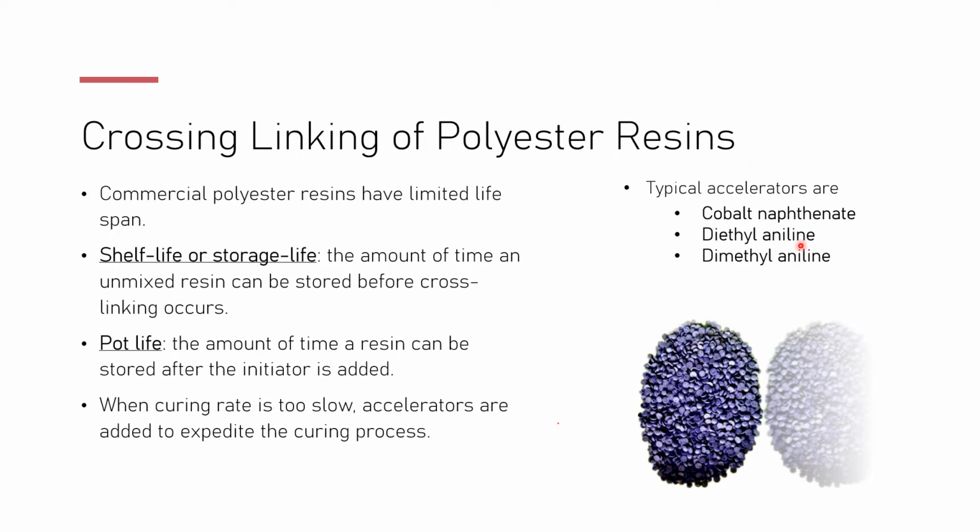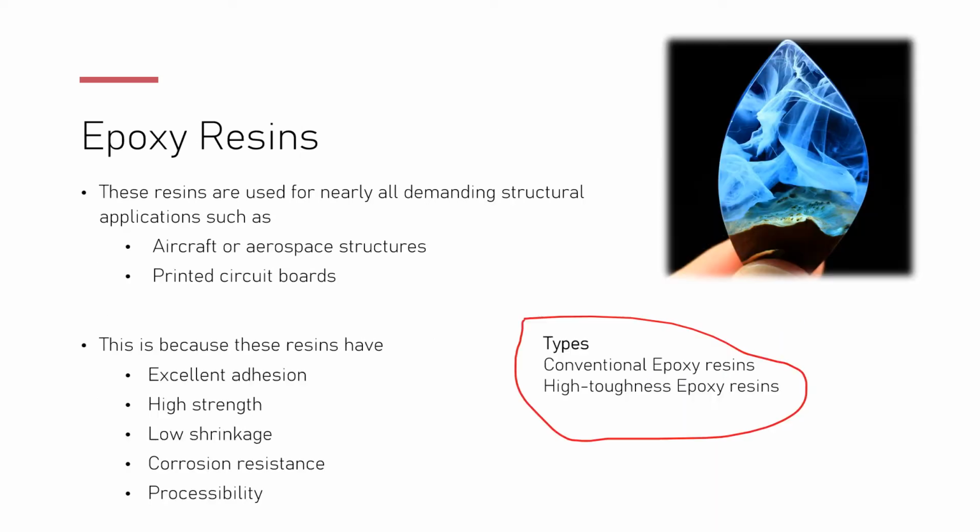So the typical accelerators are your cobalt naphthenate, diethyl aniline, and dimethyl aniline. Okay, so these are the typical accelerators that we use for thermoset polyester resins. This guy is actually, what is this? This is a cobalt because the color is really purple, yeah, blue purplish.